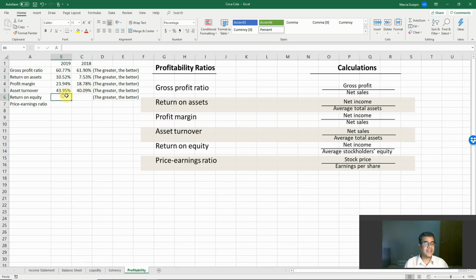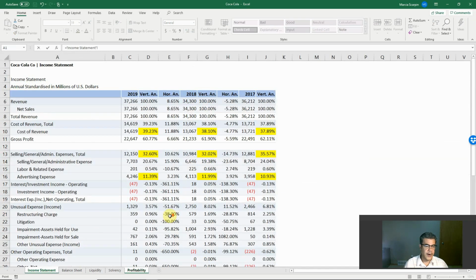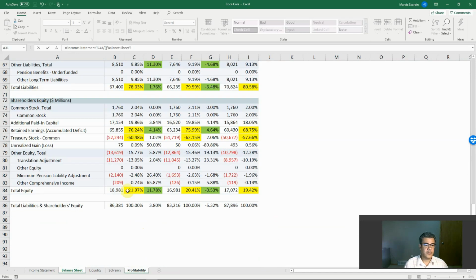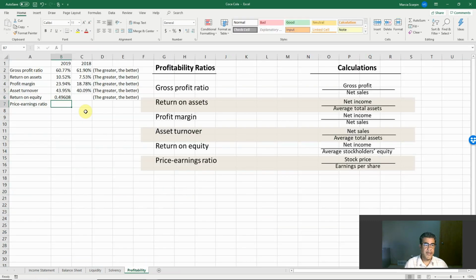And return on asset is the same with return on equity. It's the same as return on assets. Let's check if they have the same behavior here. Net income divided by average stockholders' equity. So net income, we are here. Net income divided by double parentheses. Total equity, 2019 plus 2018 divided by 2. And it's also parentheses.